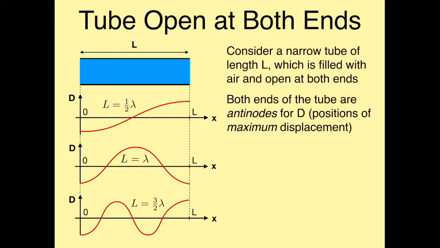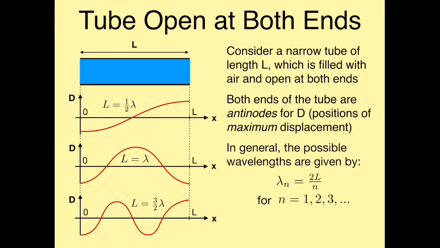And these are just the first 3 possibilities. You can just keep going with this and considering other types of standing waves that can fit in the tube. As long as you have an antinode at both sides, it works. So what's sort of the general formula we're seeing here? Well, in the first case, lambda is equal to 2 times L. In the second case, lambda is equal to just L. And in the third case, lambda is equal to 2 times L divided by 3.